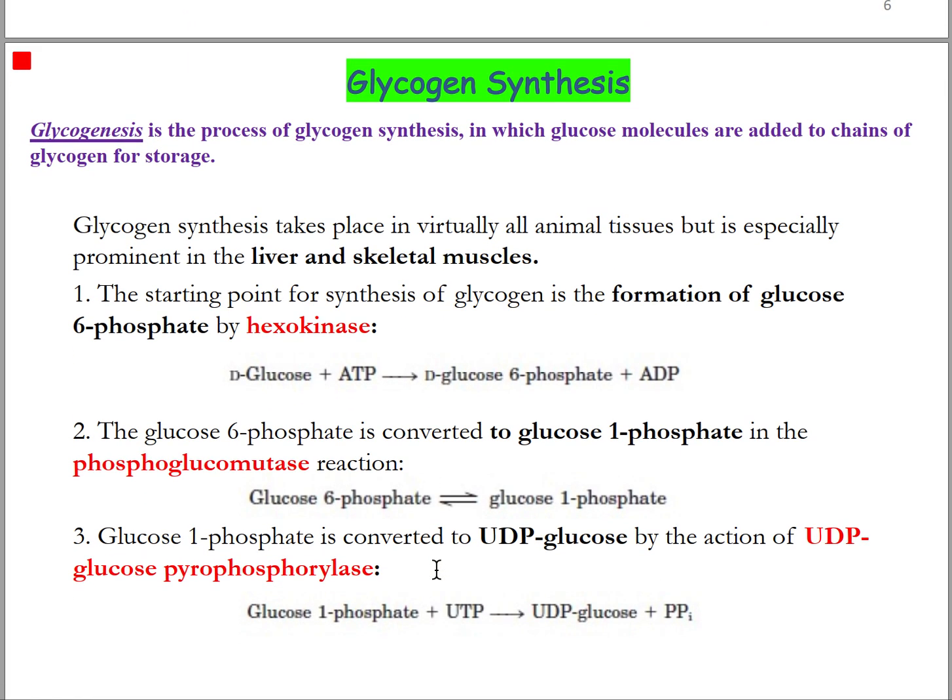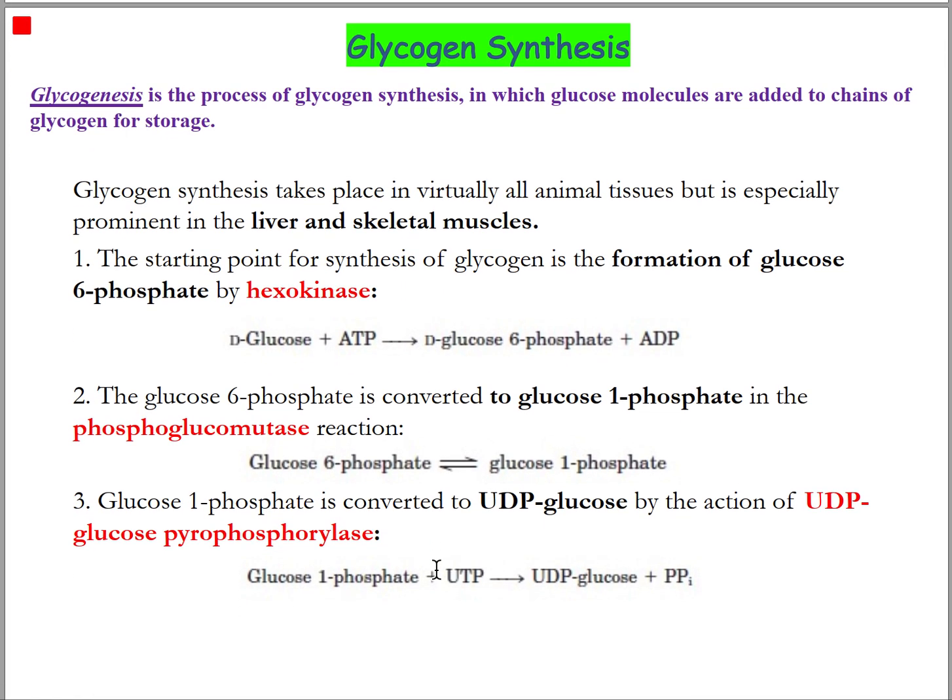In glycogen synthesis, glycogenesis is the process in which glucose molecules are added to a chain of glycogen for storage. There are two types of mechanism of glycogen synthesis. The first one, elongation of pre-formed glycogen by addition of sugar molecules, like addition of glucose molecules, and secondly, the production of glycogen de novo.